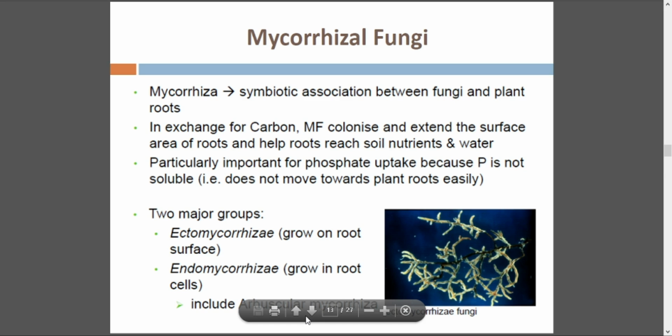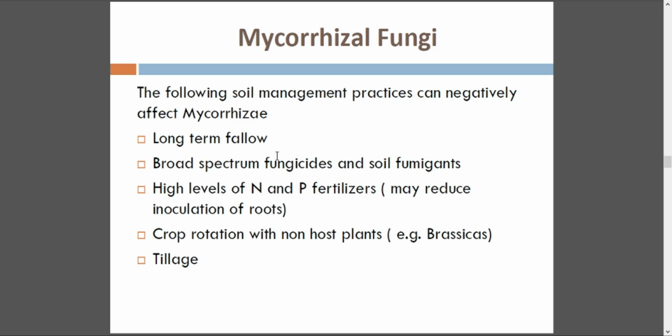Okay, we see that the following management practices can negatively affect the presence of mycorrhizae in the soil. The first one is long-term fallows, then broad-spectrum fungicides and soil fumigants, high levels of nitrogen and phosphorus fertilizers applied in the soil, crop rotation with non-host plants, and tillage practices. So all these can reduce the number of mycorrhizal fungi within the soil.